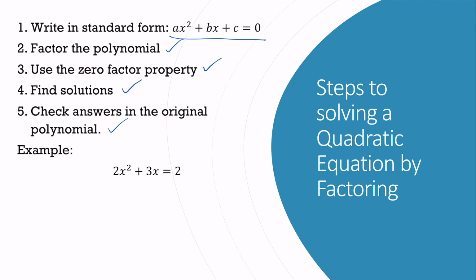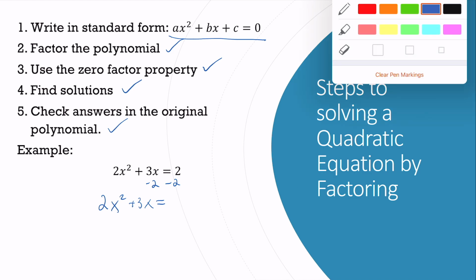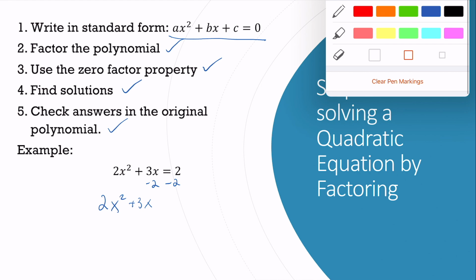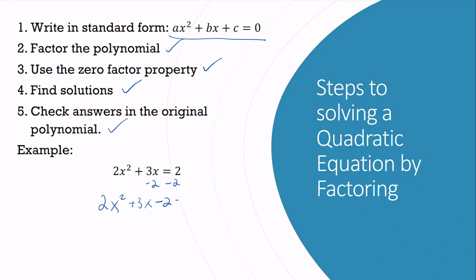So for our first example, I have 2x squared plus 3x equals 2. This is not in quadratic form. I need to move the 2 over and get one side equal to 0. And that might be a little counterintuitive, because I've always said we're trying to isolate our variable. Now I'm asking you to move everything together with the variable.